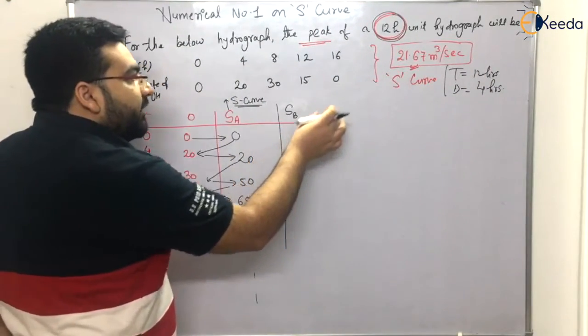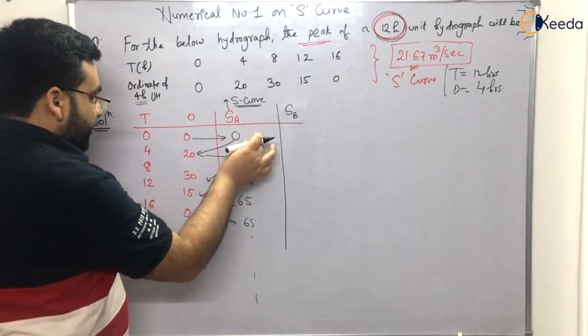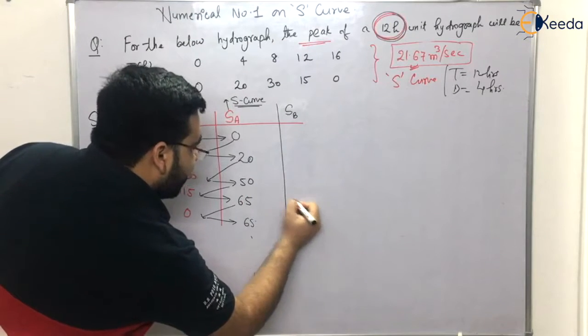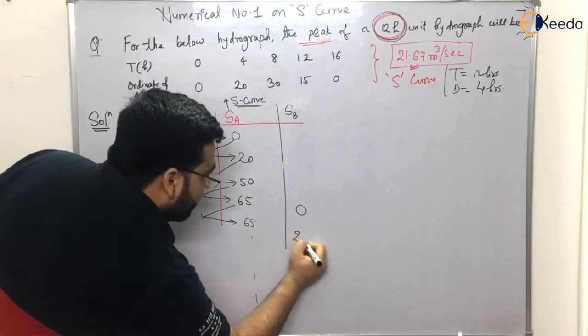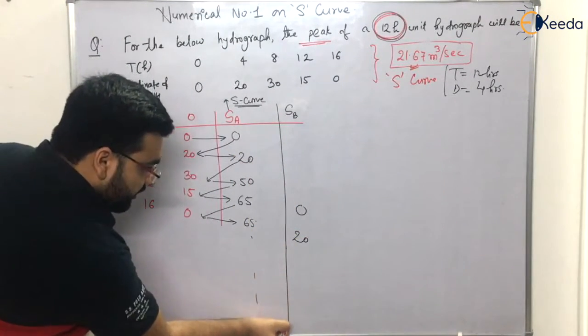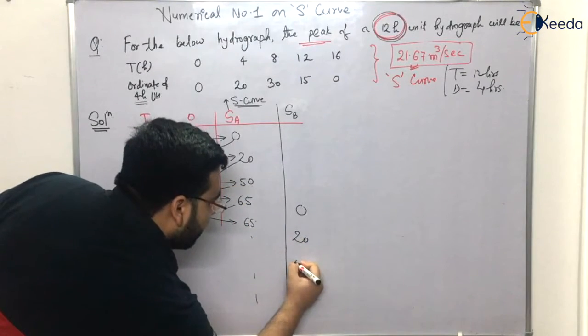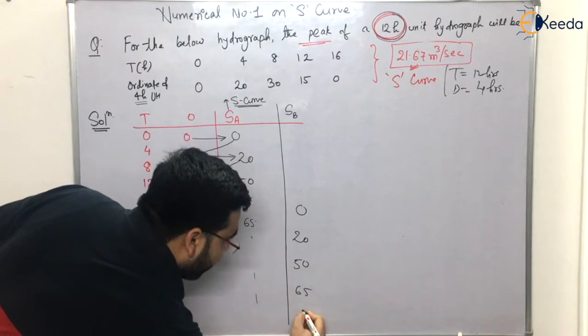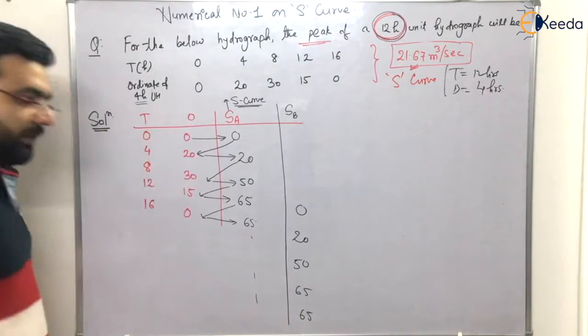Now SB. I have to lag it by 12 hours: 0, 4, 8, 12. So it will start from here. This is 0, now this will be 20, now it will be 50, now 65, and again 65 and so on.